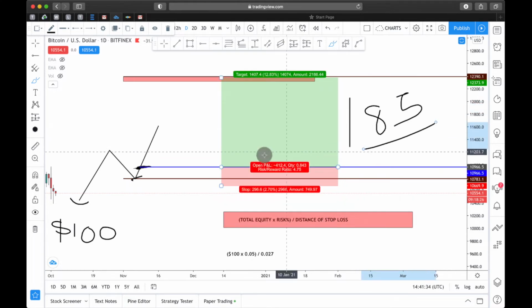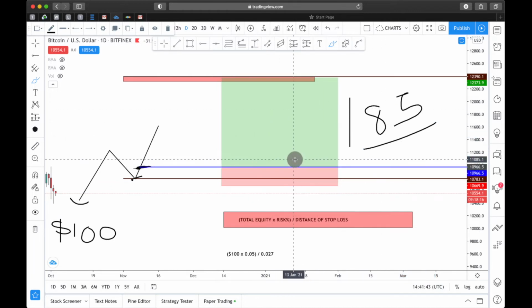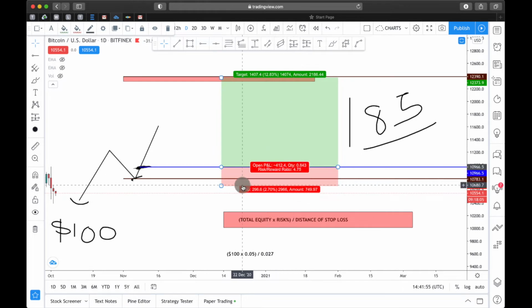So how does this work? If we put $185 into this position, right? If we are wrong, it means by the time our stop loss is triggered at 2.7%, we are going to be losing just 5% of our capital, which is $5. So 2.7% of 185 will give you $5. So if we take this trade and we are wrong and we lose 2.7% of whatever we are putting on that trade, we are going to be losing a maximum of $5. So that's how you calculate your position size.